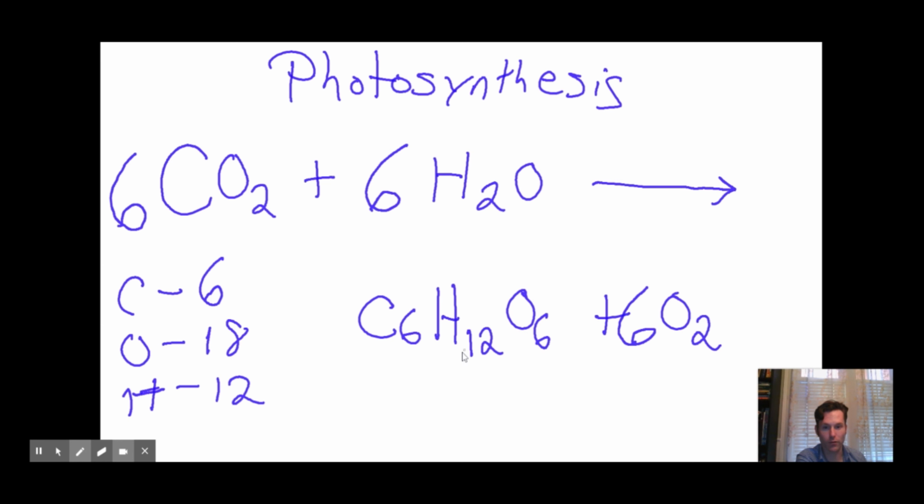Okay. If I count it down here, carbons, I have 6. Oxygens, I have 6 plus 12 is 18. And then hydrogens, I have 12. Okay, so these numbers are the same as these numbers. This reaction is now balanced.